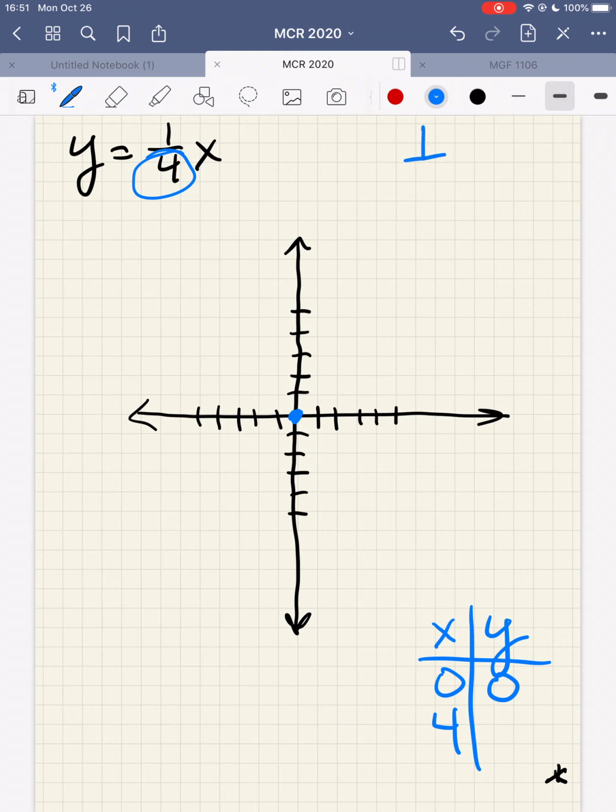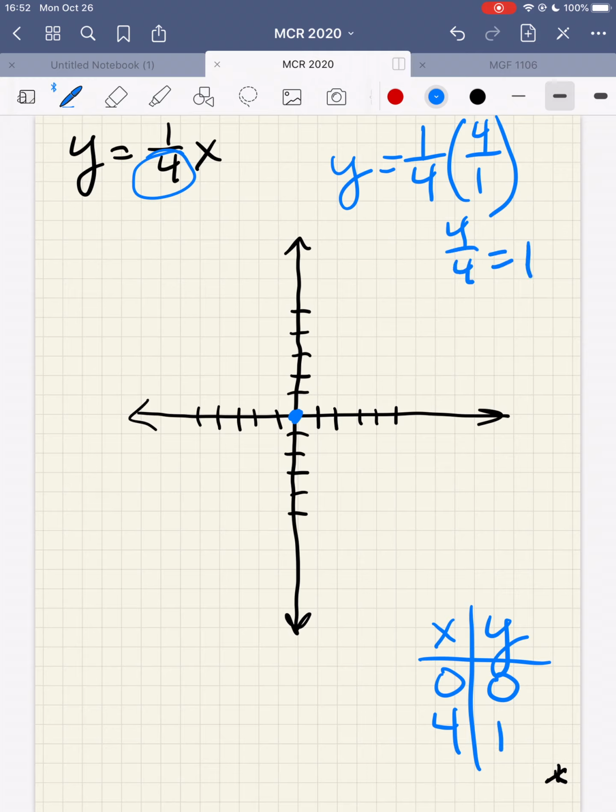So that means I have 1/4 times 4 over 1, and that's going to equal my y. 4 over 4 is equal to 1. So y is equal to 1. So when x is 4, y is 1. I can go ahead and connect my 2 points.